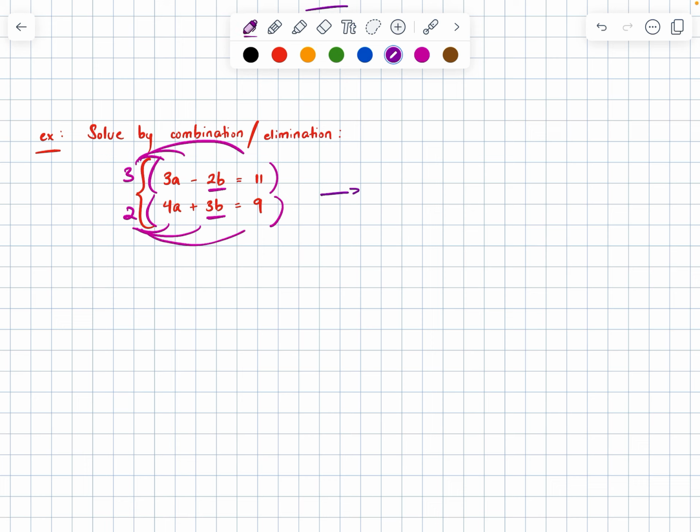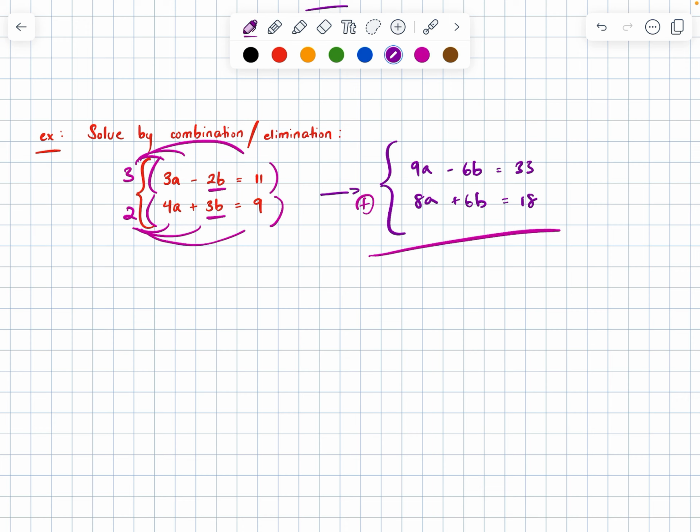So from here, let's do some multiplication. Distributive property. 3 times 3a is going to give me 9a on top minus 6b is equal to 11 times 3, which is 33. On the bottom, 2 times 4a is 8a. 2 times 3b, there's our plus 6b that we wanted. And 2 times 9 is 18. Here's my new system. And would you look at that?